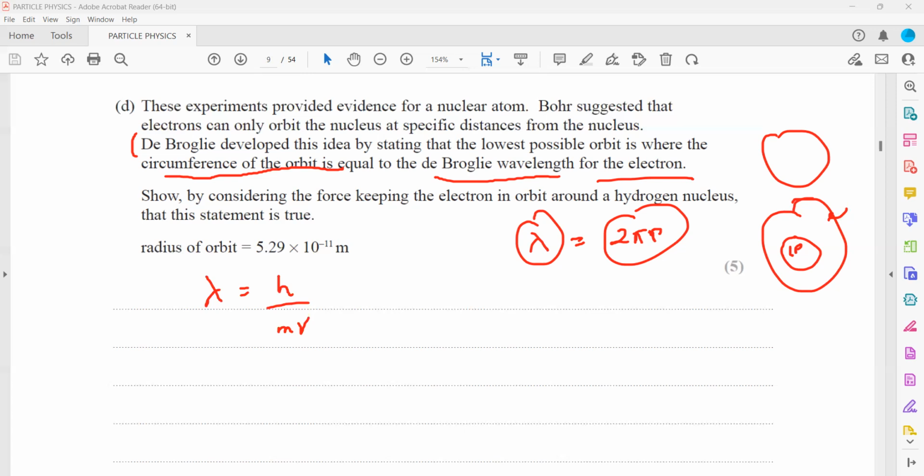The circumference is 2 pi r, because we want to show that when we calculate the value of lambda, it will be the same as the value of 2 pi r, the circumference. Here h is Planck's constant, which has a value of 6.63 × 10^-34. m is the mass of the electron, and v is the speed at which the electron is moving.